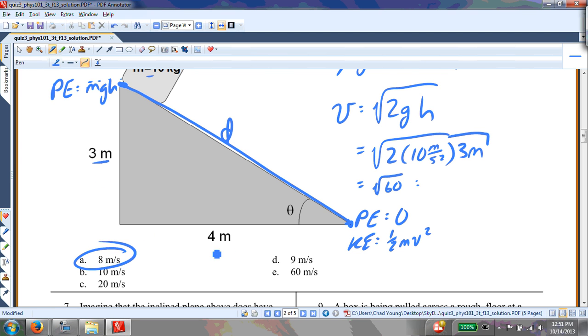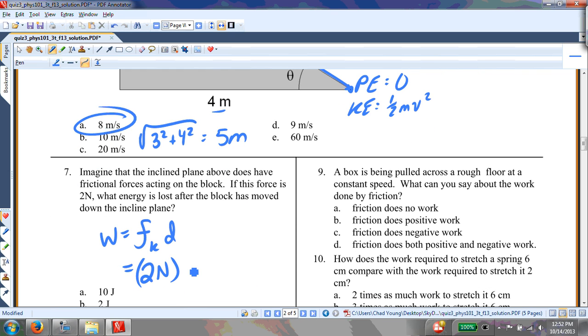If you're clever, you can see that this is a special triangle, a 3, 4, 5 triangle. Or you could use the Pythagorean theorem, 3 squared plus 4 squared, square root of that equals 5 meters. So the distance over which the force acts is 5 meters. So it's 2 times 5 meters, which is 10 joules.